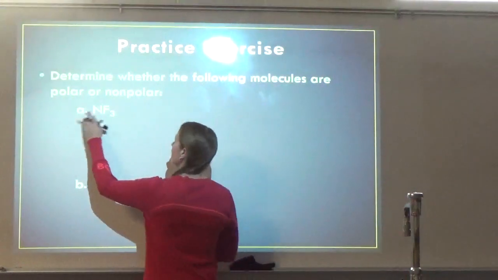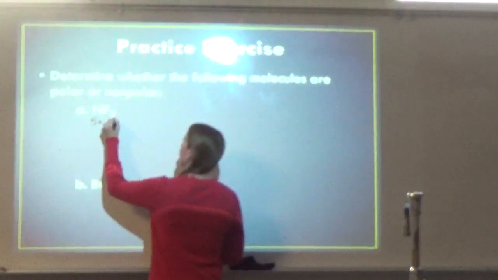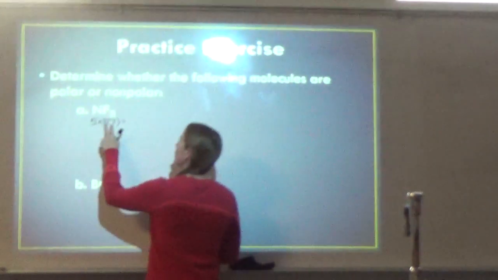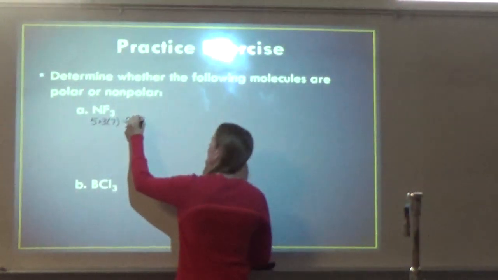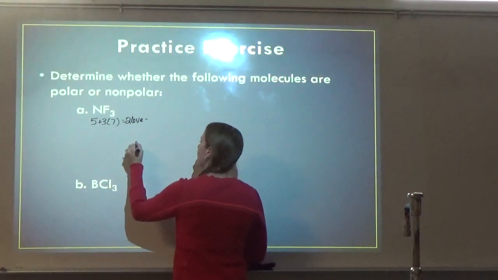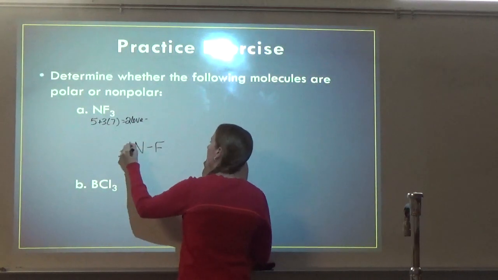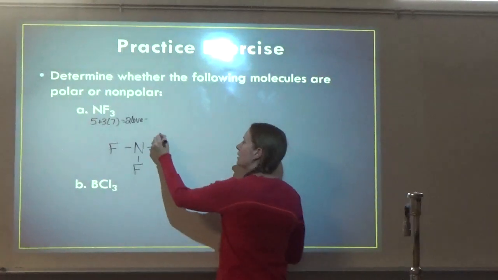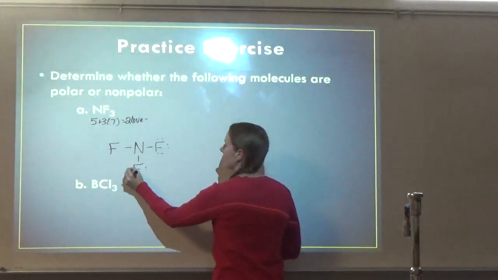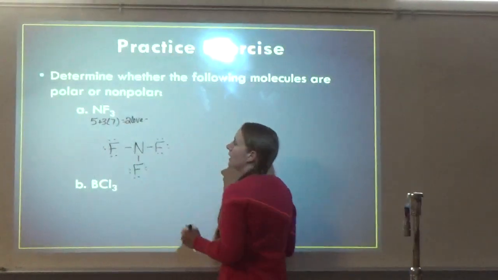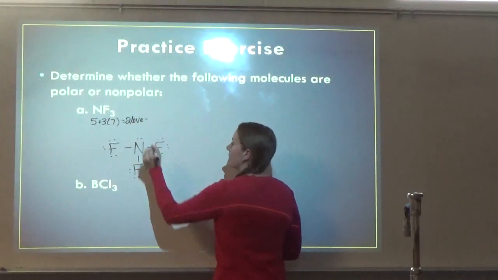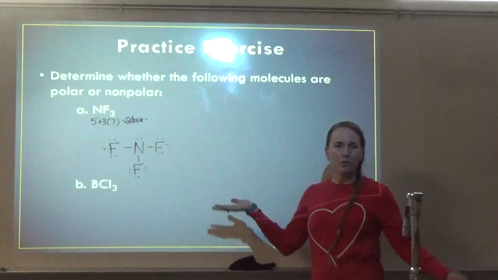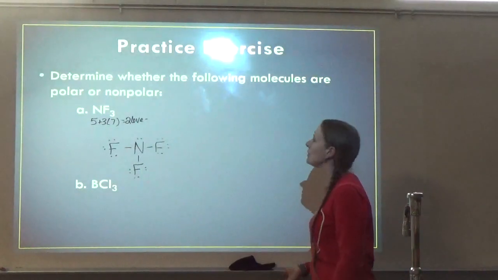So we have NF3. So N has 5 valence electrons, F has 7 times 3. So 21 plus 5 is 26 valence electrons. N's going to go in the middle. I'm going to bond my F's. And so each F has 2 right now, so I'm going to give them 6 more. And then N has 2, 4, 6, so I'm going to give it 2 more. And then if you count, that's 26. I'm not going to make you watch me count.